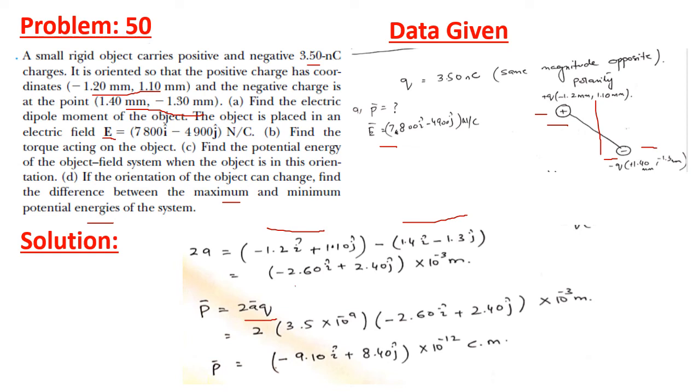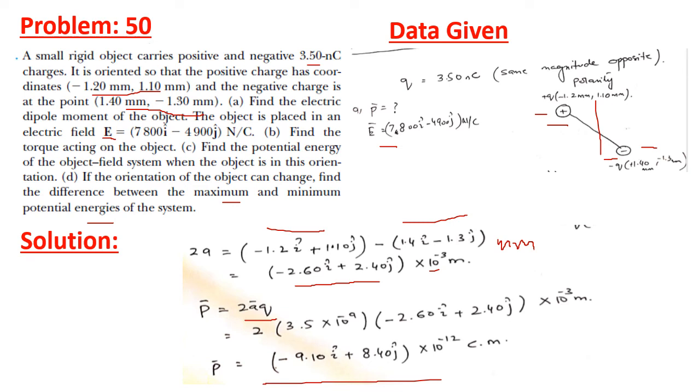So the distance between them is minus 2.6 i plus 2.4 unit vector j multiplied by 10 raised to the power minus 3 meters. They were given in millimeters, so I can convert milli into 10 to the power minus 3 and meters. So now I have 2a. I know the value of q. Simply I multiply these and I get this value.